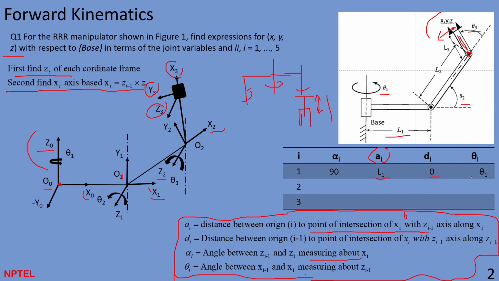And theta is the angle between x(i-1) and xi. The angle between xi and x(i-1) measured about z(i-1), which is this one. I have not shown it here, but it will not look the same here. Actually, it will look something like this.